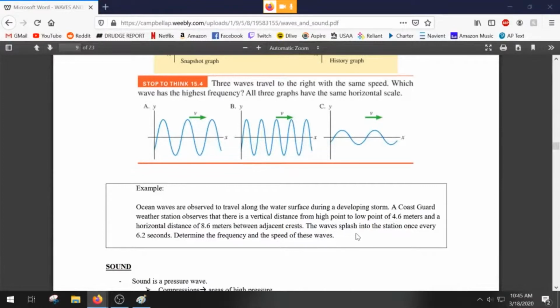Well, we know period and frequency are inversely related. So the frequency is 1 over the period. So 1 over 6.2 seconds gives us a frequency of 1.61 hertz. Now, the last bit of information is that they've told us that from high point to low point vertically, there's a distance of 4.6 meters.